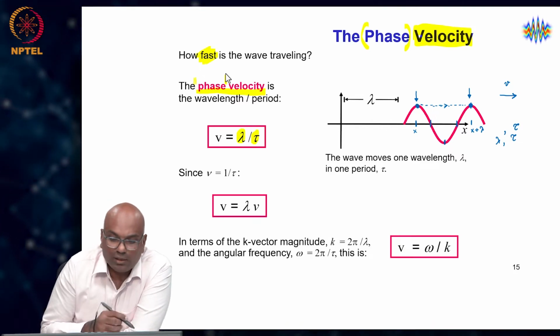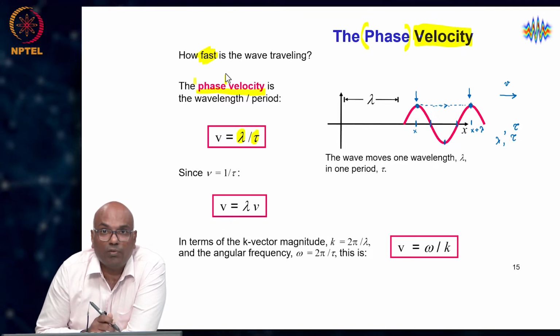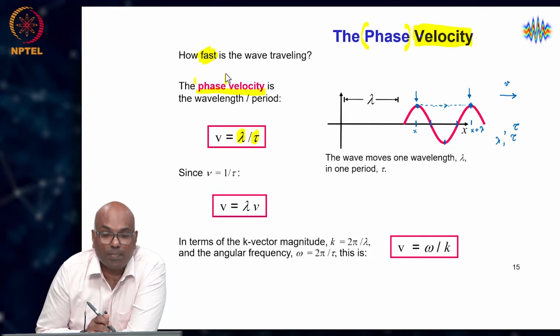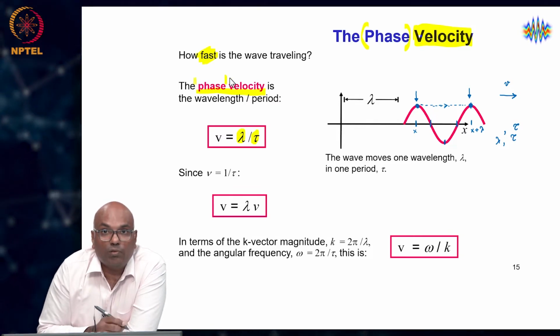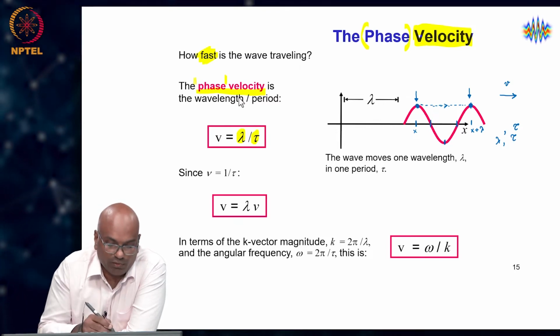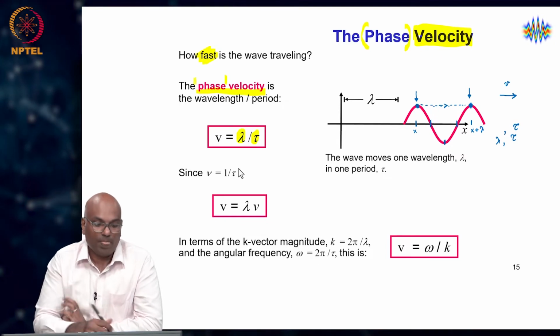In the case, therefore, of a wave with a single value of k and omega, it is very apt to use this value of velocity or this parameter called the phase velocity, which is the ratio of the wavelength to the period of this wave, right.